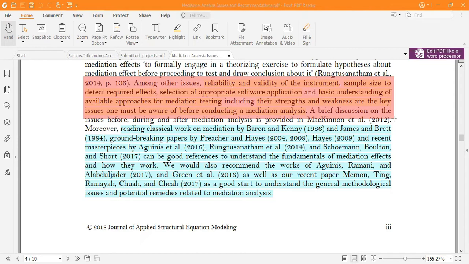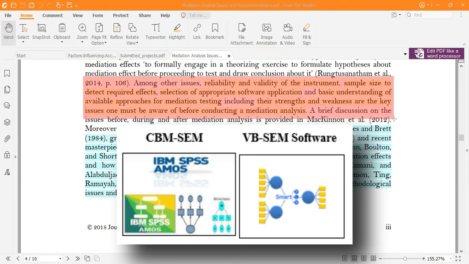And then the selection of an appropriate software application is another requirement, because we have majorly two types of software. One is covariance-based structural equation modeling, and some software belong to this, like AMOS. Another is variance-based structural equation modeling, PLS-SEM. For example, Smart PLS belongs to this group of software.